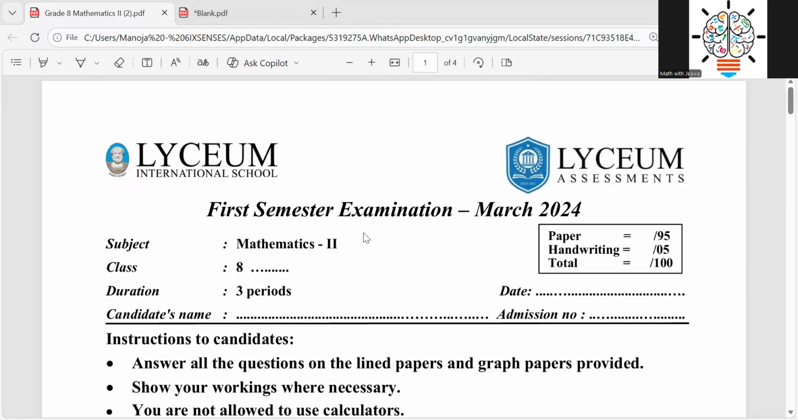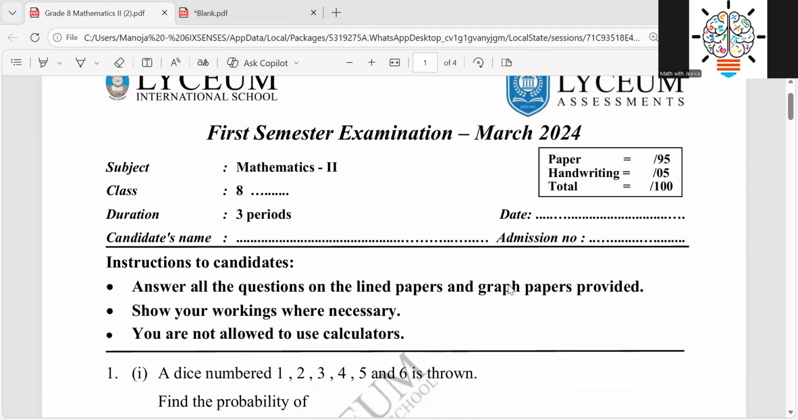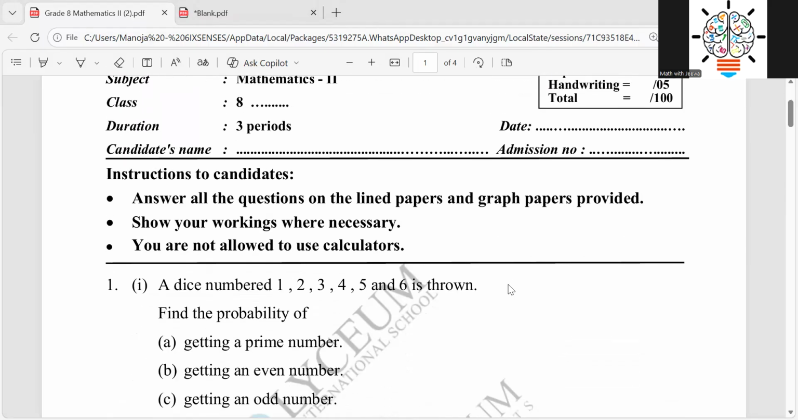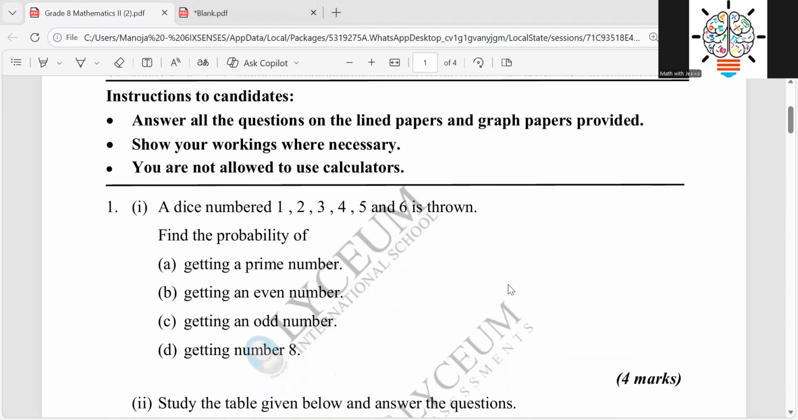Hello, grade 8 students. This is the March 2024 first semester examination, paper 2. And you know that in paper 2, you are writing the answers on the line papers. You are not writing the answers on this paper itself.